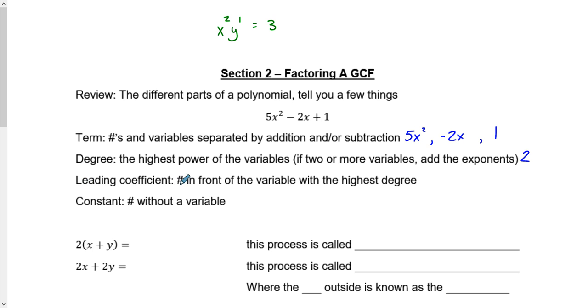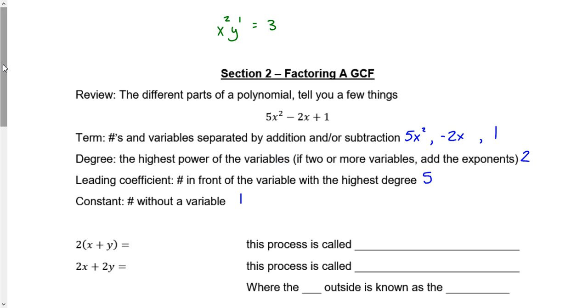The leading coefficient is the number in front of the variable with the highest degree. So in this case, it would be the number positive 5. That would be our leading coefficient. A coefficient is just any kind of number that's in front of a variable. The leading coefficient is 5. And the constant term is a number without a variable. In this case, 1.